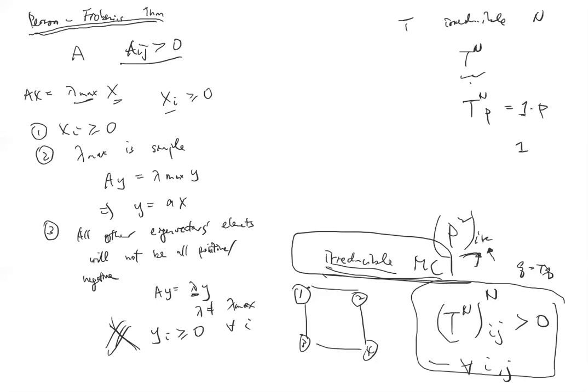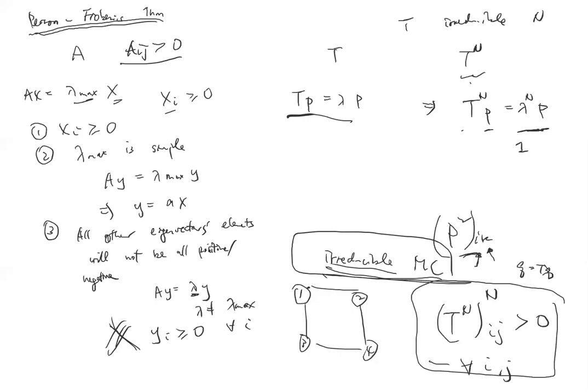Now consider the original transition matrix T. If P is the eigenvector of T, then TP is also equal to 1P, right? This implies T^n P is equal to 1P. Or in general, if P is an eigenvector of T with eigenvalue lambda, then P is the eigenvector of T^n with eigenvalue lambda^n. Now, because P is supposed to be unique.